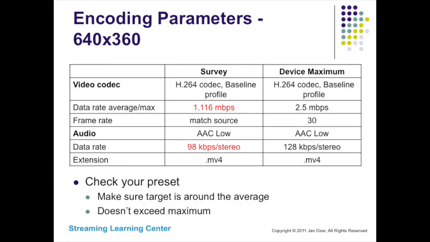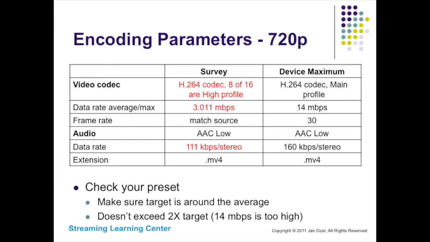At 640 by 360 or 640 by 480, the average in the survey was 1.16 megabits per second. So it's about 25 to 30% lower than what we saw for music videos and SD television shows. And the maximum in this class is 2.5 megabits per second. Audio was 98 kilobits. Device maximum, actually this should be 160, excuse me. So I would make sure that my template at this resolution targeted around 1.2 megabits per second and didn't exceed 2.5 megabits per second.